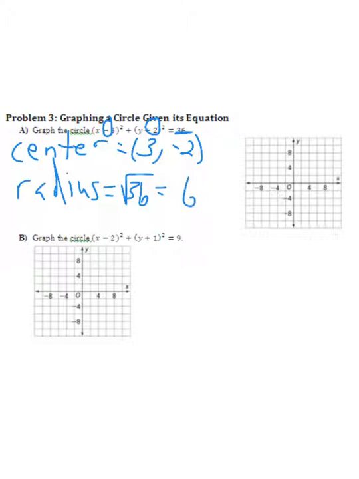So now when I go to graph this, I find 3, negative 2, and I put my point there. Okay, and notice how they're all counting by 2's. So there's where 3, negative 2 is. And I'm going to go 6 to the left, 6 to the right, 6 up, and 6 down. So there's 6 to the right, there's 6 to the left roughly, and then 6 up, 6 down, and then I'm just going to do my best to draw a circle containing all of these points. Okay, so that's going to be a circle with the center at 3, negative 2, and a radius of 6.